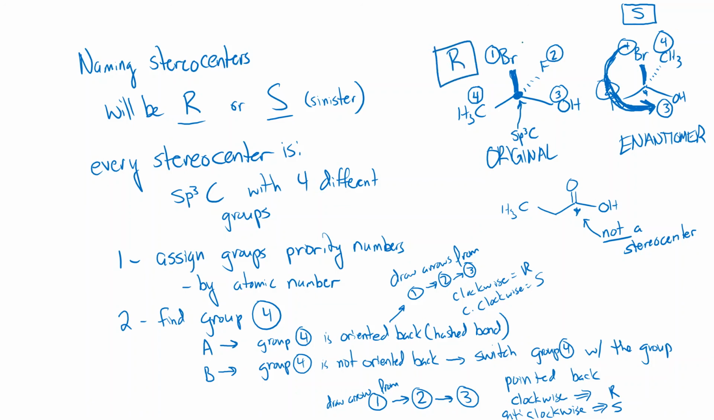Now you have to be careful, because this only works if group 4 is in the hashed bond position, right? If you draw your arrows going 1, 2, 3 in this case, sometimes it will work and sometimes it won't. So if group 4 is not in the dashed bond position, you can't just draw your arrows and say clockwise is R, counterclockwise is S. You have to draw the enantiomer where group 4 is in the back position, figure out the orientation of your enantiomer, and then know that the original is the opposite. So if your group 4 is not oriented back, you end up having to do extra work.